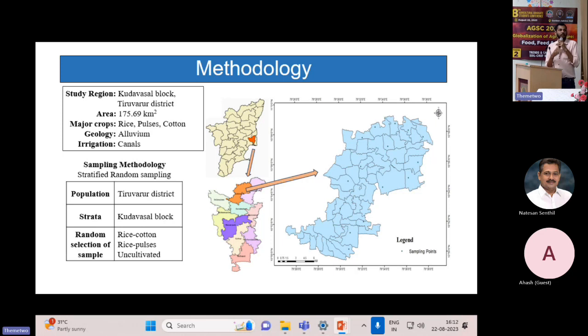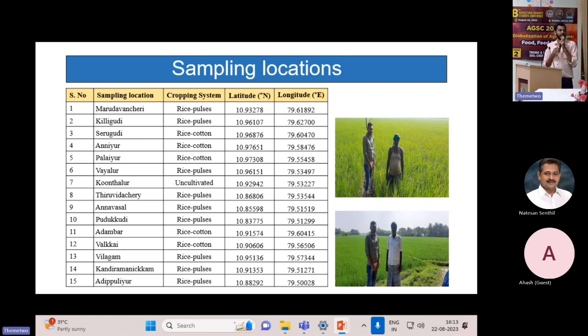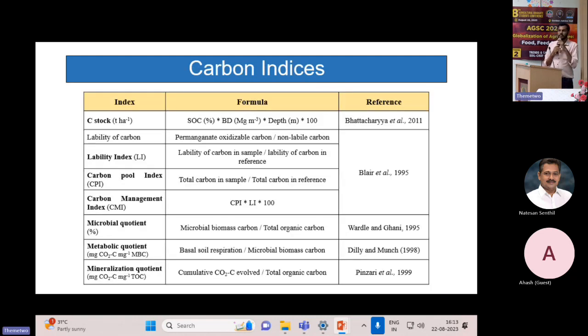The samples were taken in the block using stratified sampling, where the population was chosen as the Tiruvarur district, and the stratum was chosen as the Kodavasal block. The samples were randomly collected from different places under rice, cotton, rice-pulses, and uncultivated land uses. Uncultivated land was taken as a reference for the computation of carbon indices. These are the different sampling points within the block, where only one sample was taken under uncultivated land and the remaining were taken randomly within the areas. During the survey, information about the cropping sequence followed was collected. And these are the indices which were calculated.